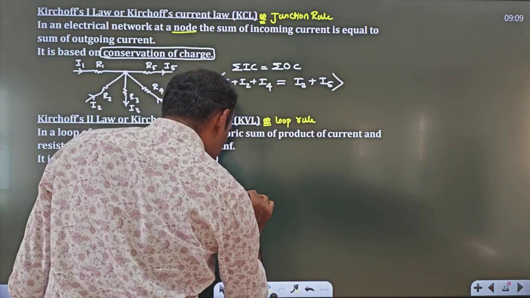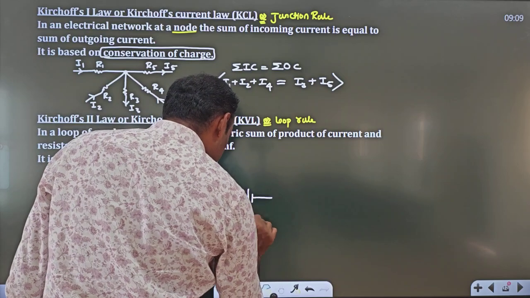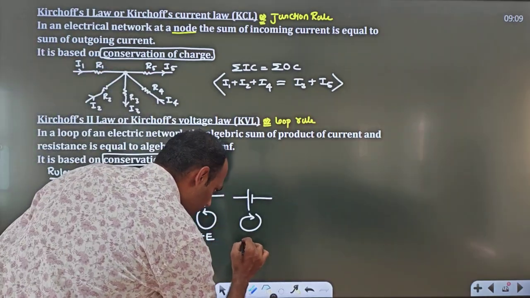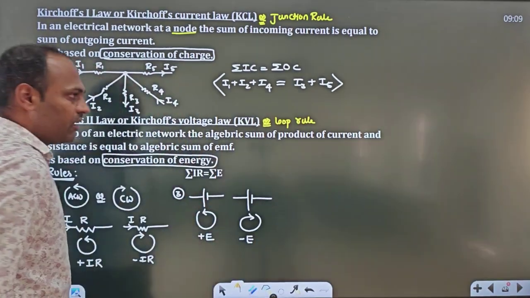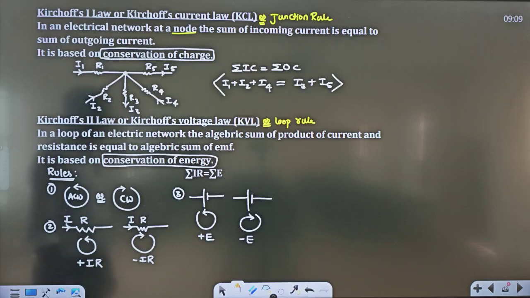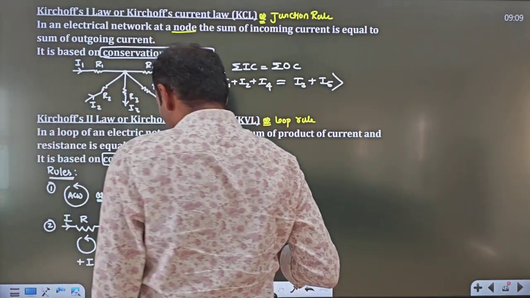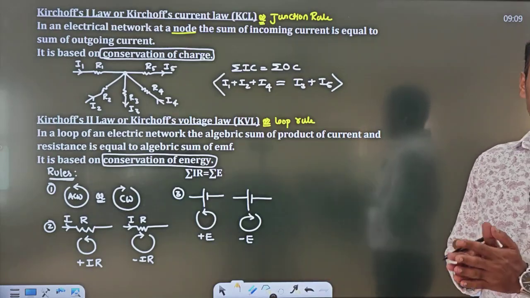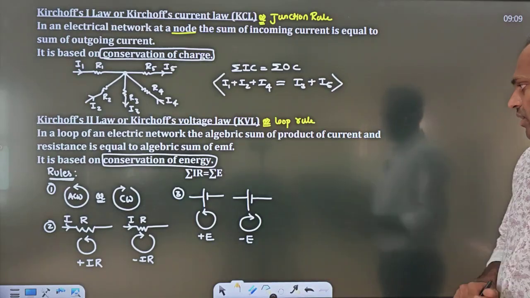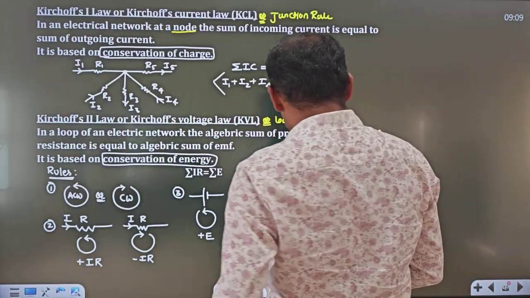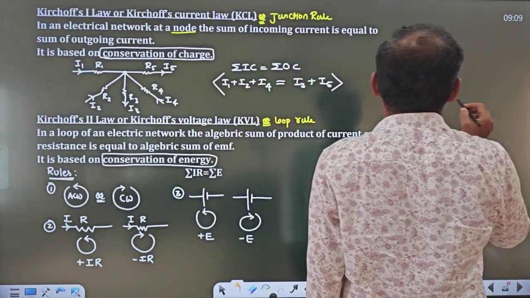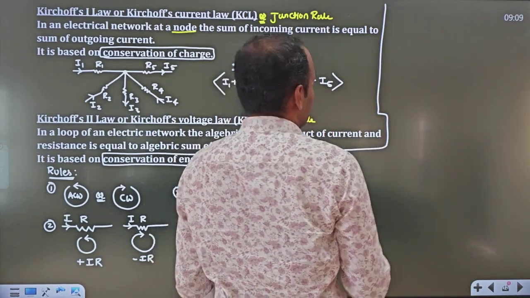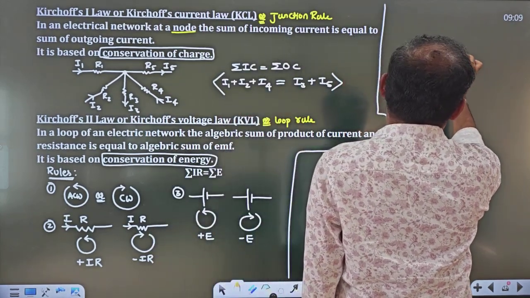Next, if we are passing from positive to negative, you take it as minus E. Correct? So these are the three rules you have to follow perfectly to apply Kirchhoff's second law, or Kirchhoff's voltage law. For this, let me take an example and solve it. I will take a circuit and apply these rules.